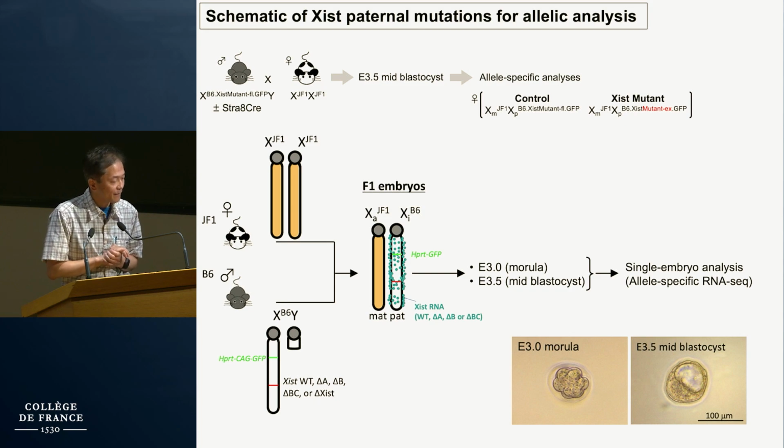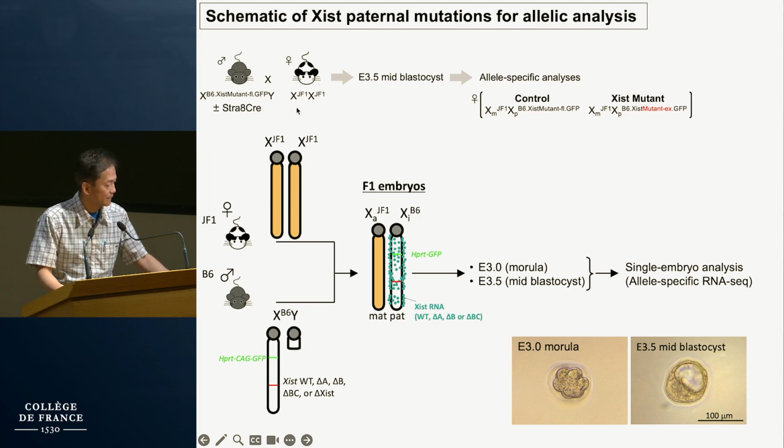So then we next asked which X-linked genes actually are affected by this Xist BC mutant. By using different strains of mouse, here we used this JF1 mouse with B6 normal mice and performed allele-specific RNA sequencing analysis, and analyzed E3.0 morula and E3.5 blastocyst.